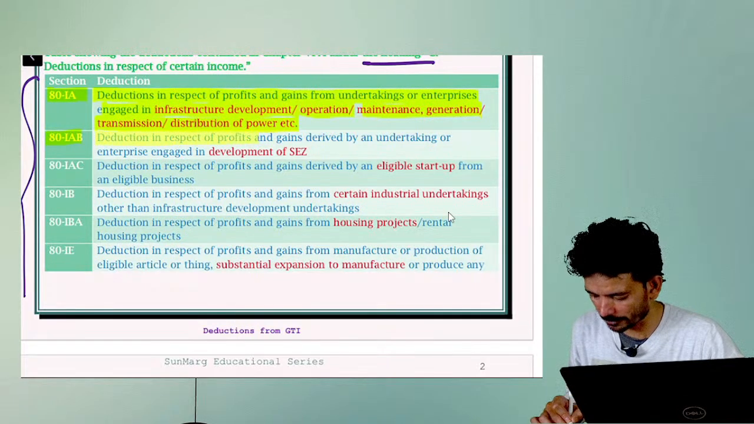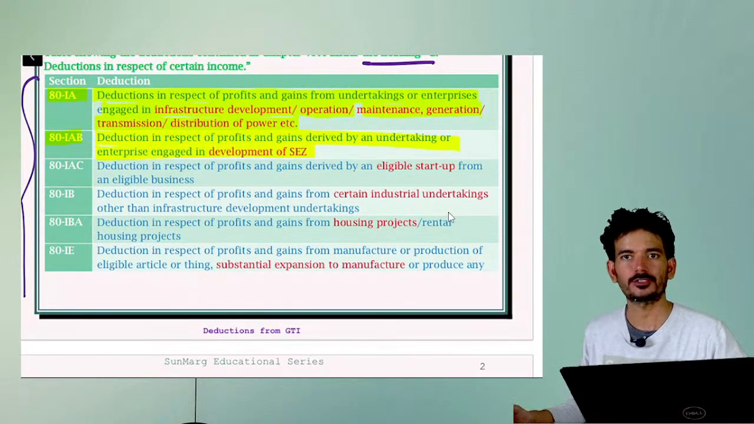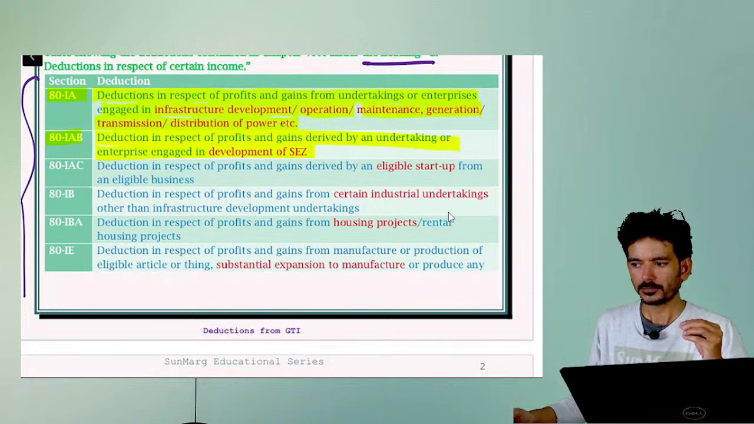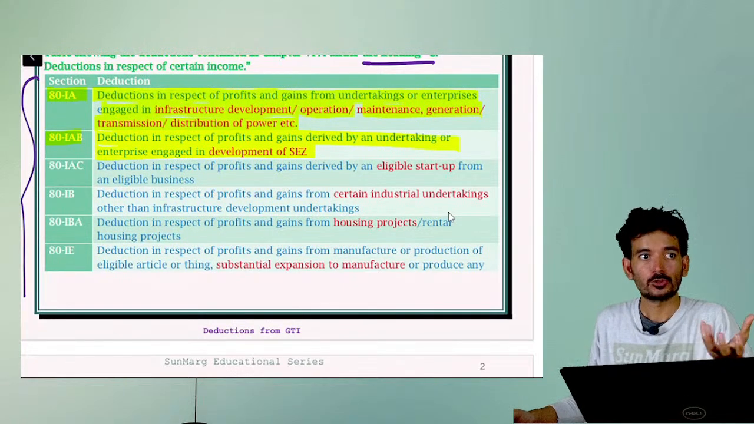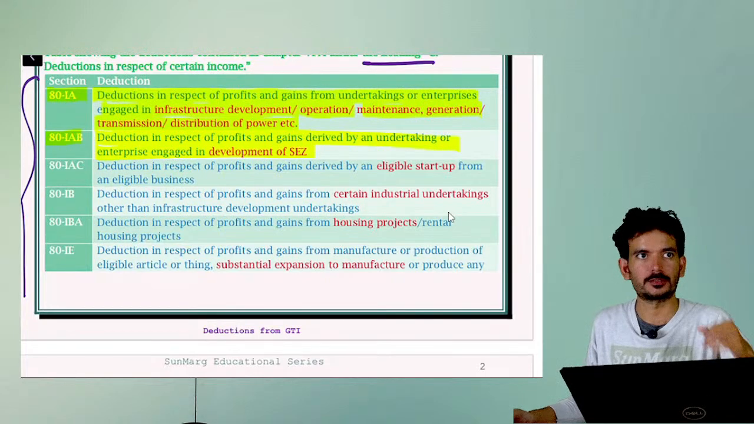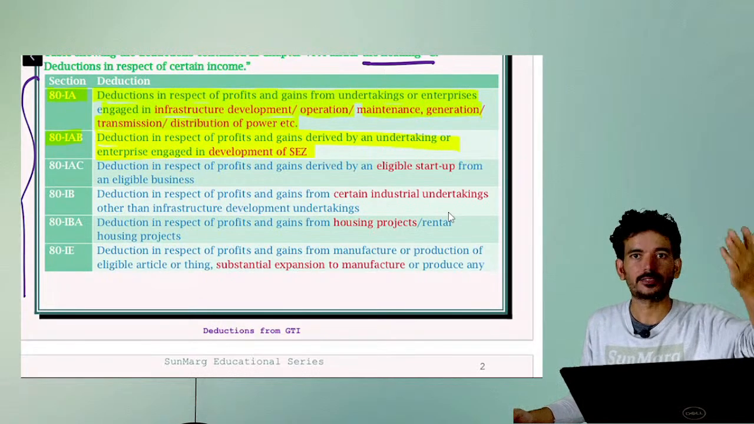80IAB, deductions in respect of profit and gains by an enterprise engaged in the development of SEZ. So in SEZ, special economic zones, if you are a developer of the SEZs, you will be given certain extra benefits because you are developing. See, SEZ development, like they are constructing buildings on a large scale, like commercial properties, so that different companies come and they start their business. Example, you might have seen all IT companies are there in Hi-tech City.